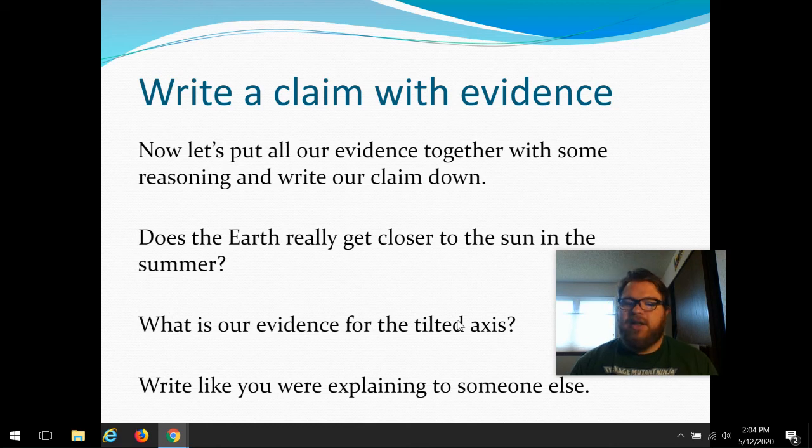Interesting. That's why countries that are closer to the equator, like in South America and parts of Asia and parts of Africa, their weather usually stays very consistent through most of the year because they're not affected by that tilt as much. And write like you're explaining to somebody else.